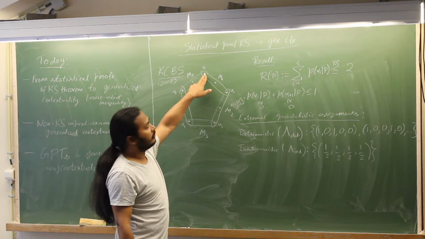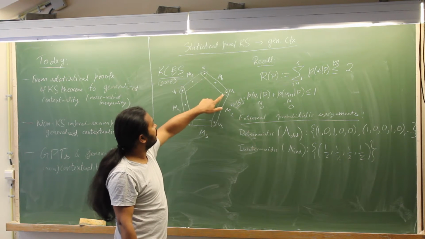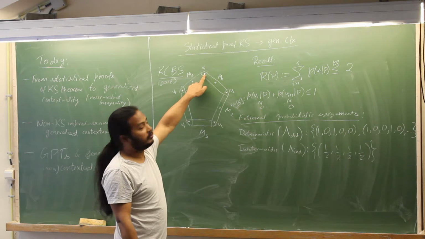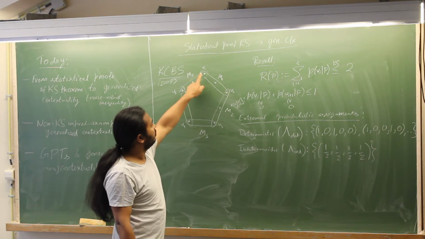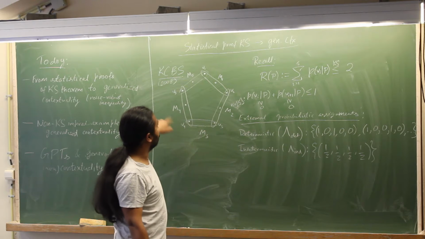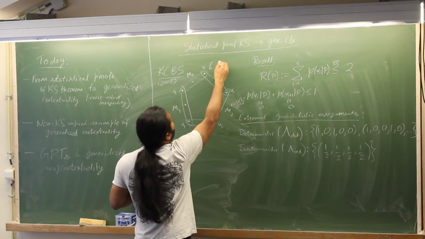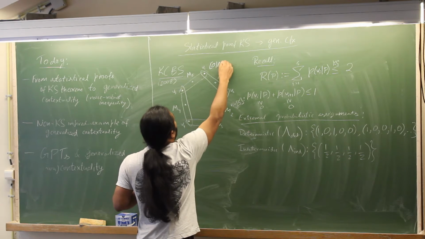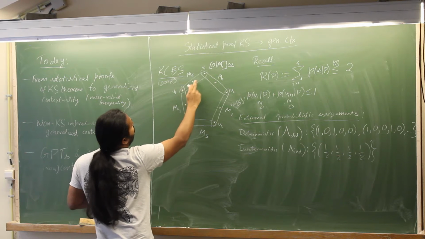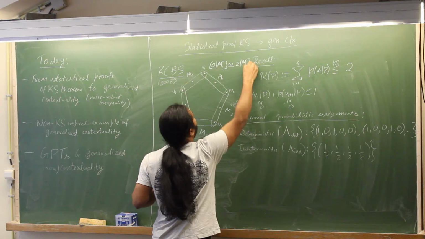And whenever a vertex is shared, it represents an operational equivalence relation between an outcome of this measurement and an outcome of this measurement. So for example, if I label these outcomes as 0, 1, 2 for each of these, so 0, 1, 2 for M1, 0, 1, 2 for M2, and so on, then this vertex V1 corresponds to the operational equivalence where the outcome 0 of measurement setting M1 is operationally equivalent to outcome 2 of measurement setting M5.